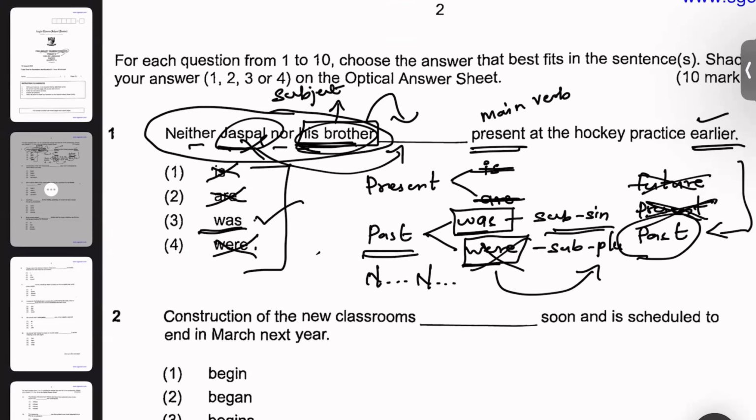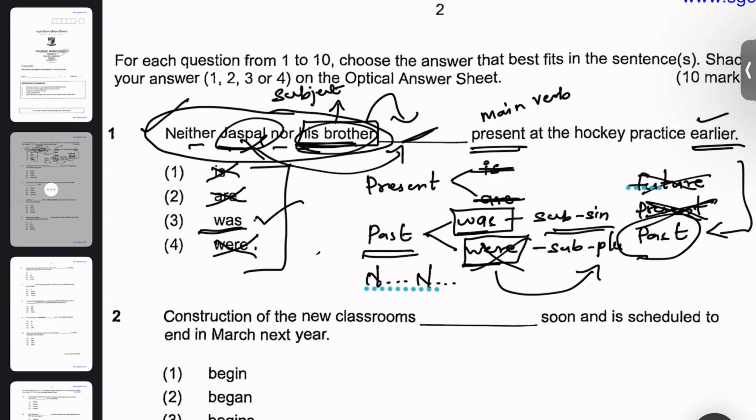Let me give you a quick recap on the first question before we get into the second question. The first question was about subject verb agreement. We identified it's a neither nor type question, and so the subject that comes closer to the verb is considered to be the main subject. Thereby, the singular subject is identified.